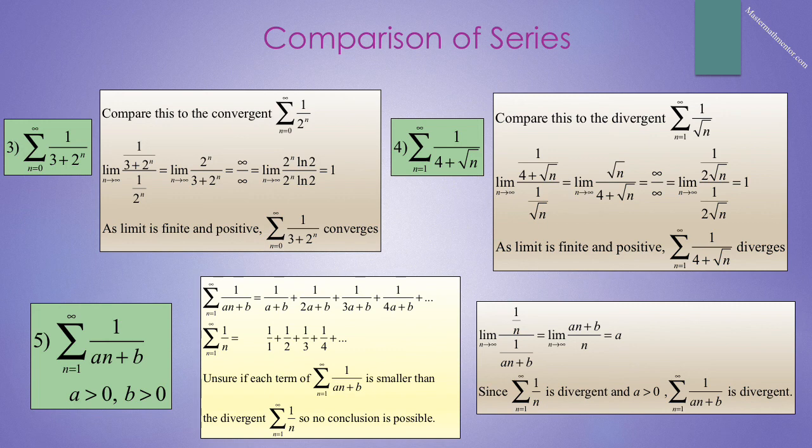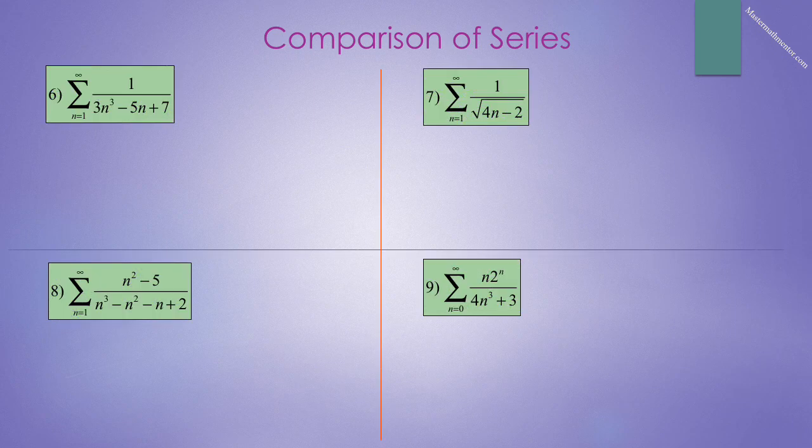But since a, or 1 over a, is positive, the summation n equals 1 to infinity of 1 over an plus b does exactly what the summation n equals 1 to infinity of 1 over n does, and therefore our result is divergent. In problems 6 through 9, you are given 4 series and you are asked to find the possible convergence or divergence of each using the limit comparison test.